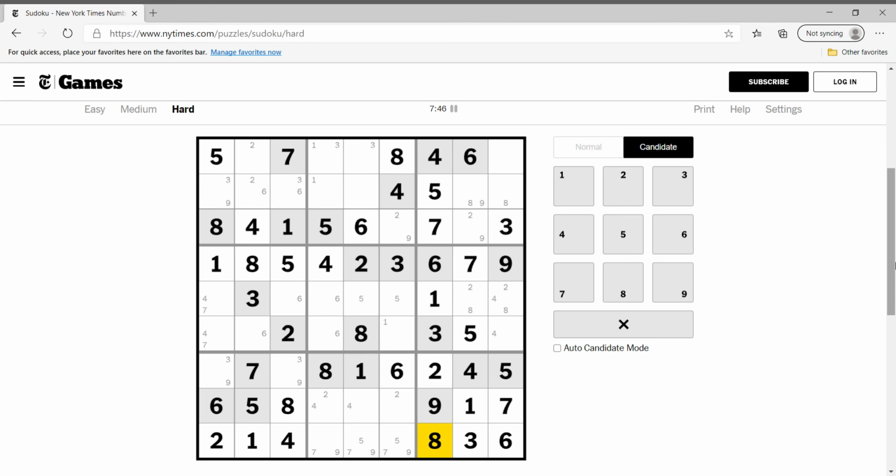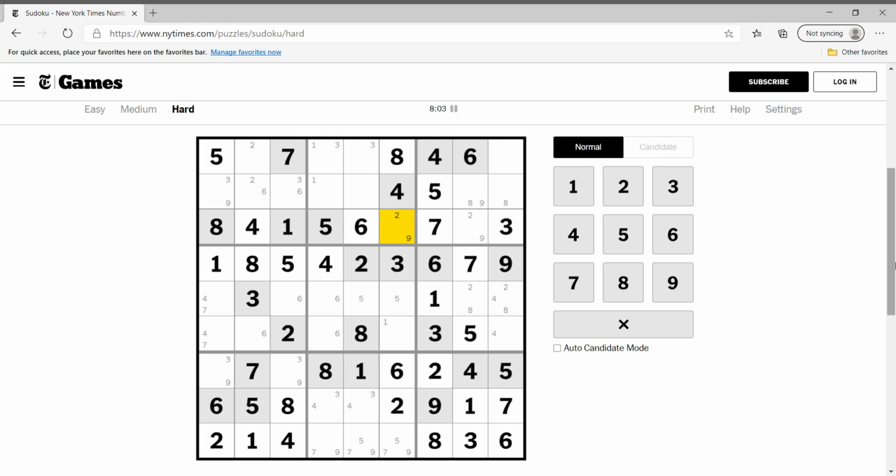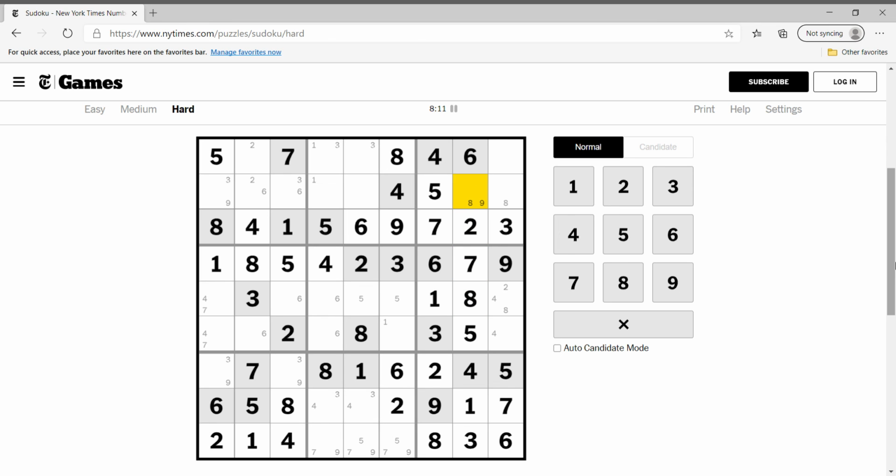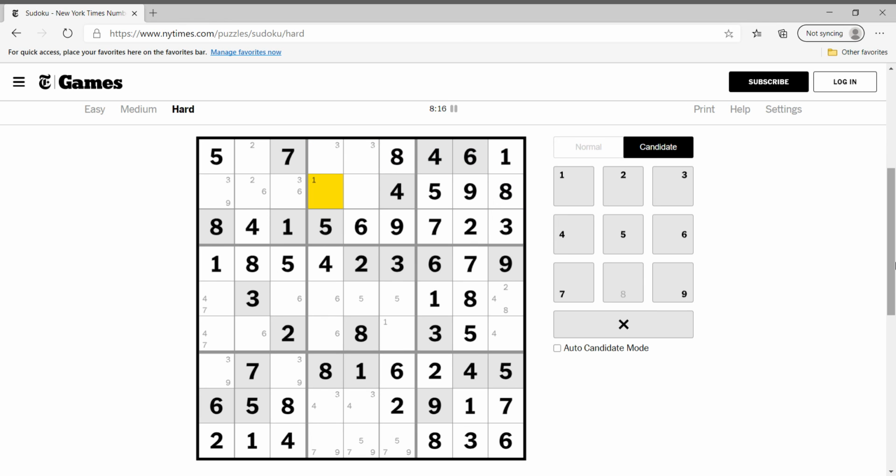Okay, and in this row, the other digit we need is 3, right? This cannot be 3 or 4, this is 2. So this is 9, this is 2. Cannot be 2, so we need 8 or 9. Obviously this cannot be 9, this is 8. This is 9, this is 8, this is 1. This is 1. And this is 1. Okay.